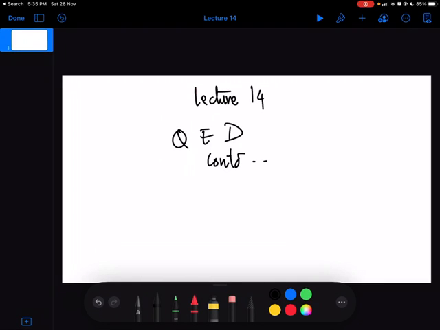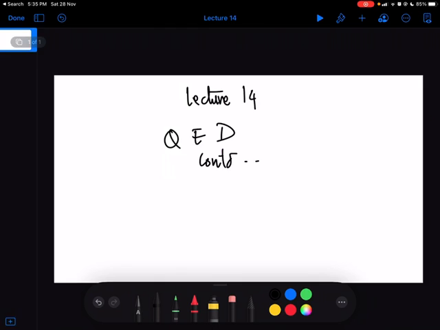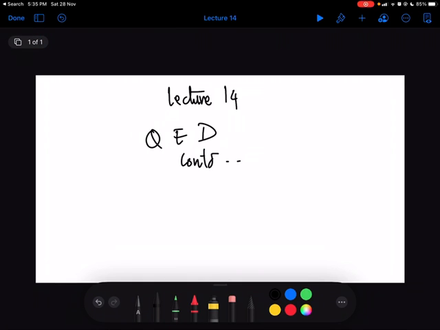Okay, now welcome back to lecture 14. So, today we'll continue the discussion on QED. So, what we stated was that QED is a theory of just electrons and photons. The only distinction between the case we considered with the scalars was that these are fermions.